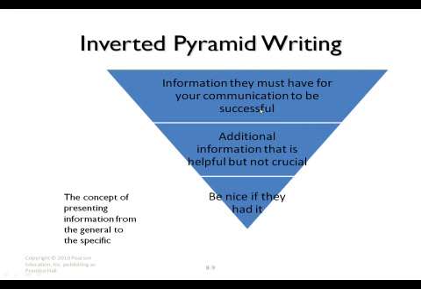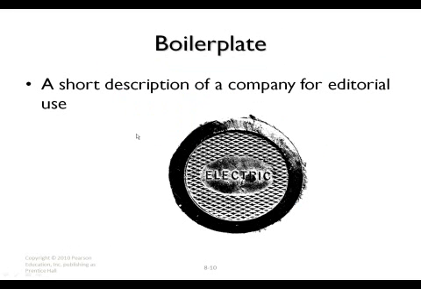And then also think of the press release as sort of an inverted pyramid. We're going to start with the most general information, and then we're going to work down to things that are a little bit more specific. We're going to go from stuff they need to have to stuff that would be nice if they had. And then there's the boilerplate. As we mentioned before, it's a short description of your company for editorial use. And that's something that's going to go on every press release that you write.